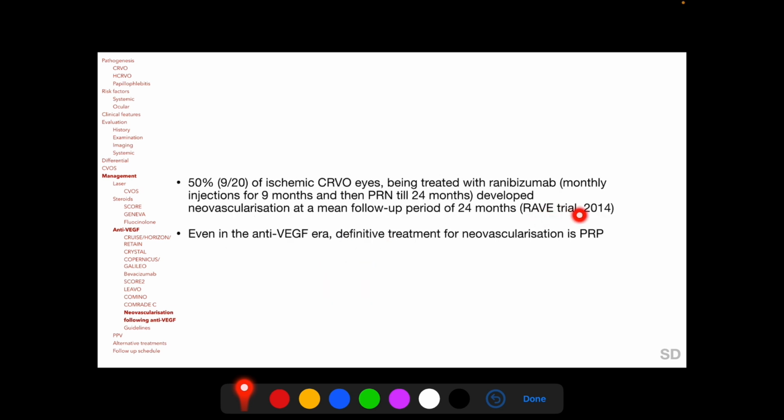And in the RAVE trial, 50% of ischemic CRVO eyes being treated with ranibizumab developed neovascularization at a mean follow-up period of 24 months. And so, as we have mentioned, definitive treatment for neovascularization is still pan-retinal photocoagulation.